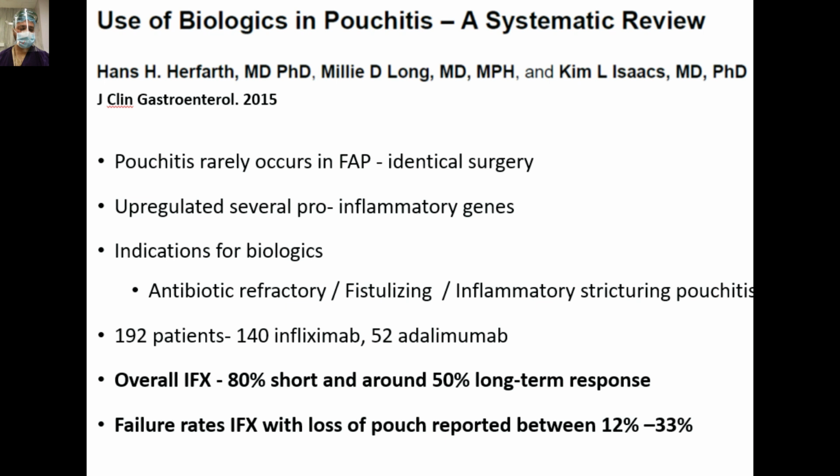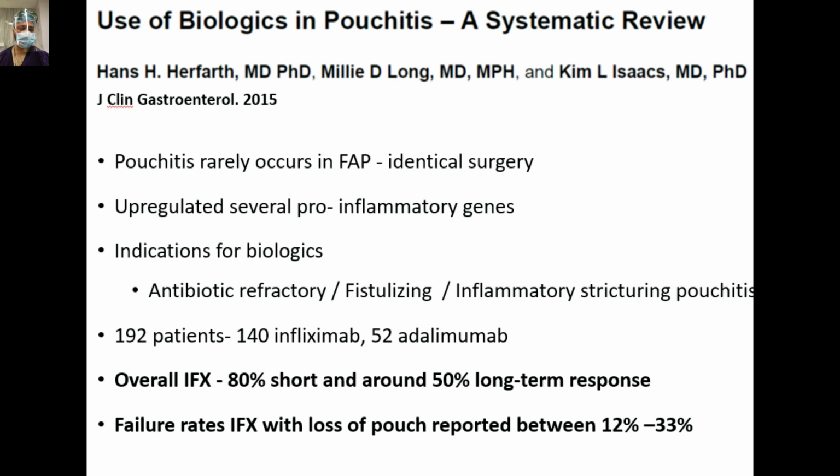So, any treating surgeon or physician should be well aware that the pouch is created basically for two pathologies: one is familial adenomatous polyposis and the other is ulcerative colitis. The incidence of pouchitis after IPAA in case of familial adenomatous polyposis is negligible. So, there is definitely a role of pro-inflammatory genes which are leading to enhanced inflammation.